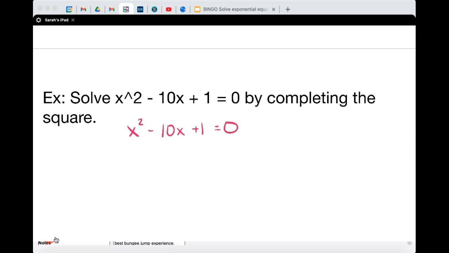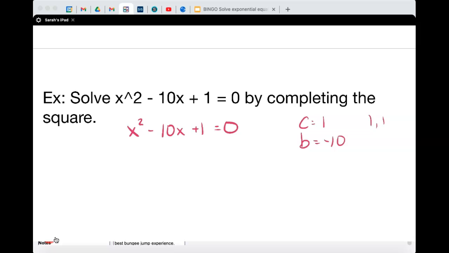We want to solve by completing the square. If I saw this without anybody telling me and they just said solve, the first thing we should always try is to factor. But we can't factor this because our C value is 1 and the B value is negative 10, so there are no numbers that multiply to 1 and add to negative 10. The only product of 1 is 1 times 1. There's no way that's going to create negative 10. So this is not factorable, and we have to do a different method to solve this quadratic and find the x values.